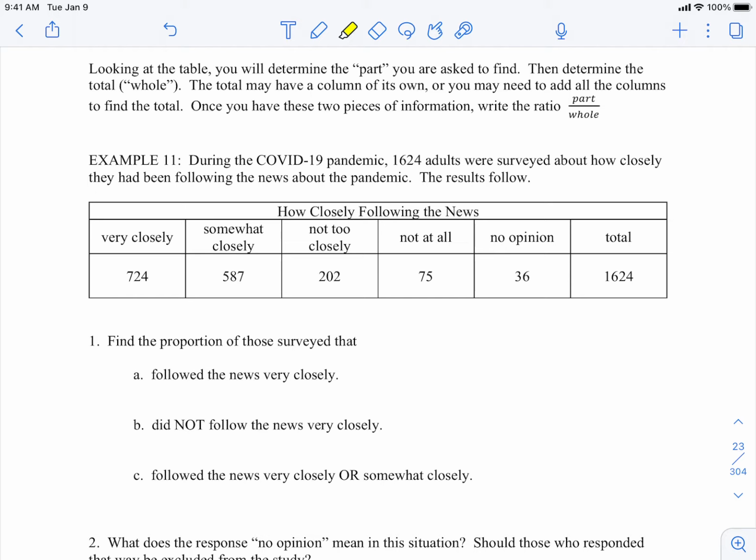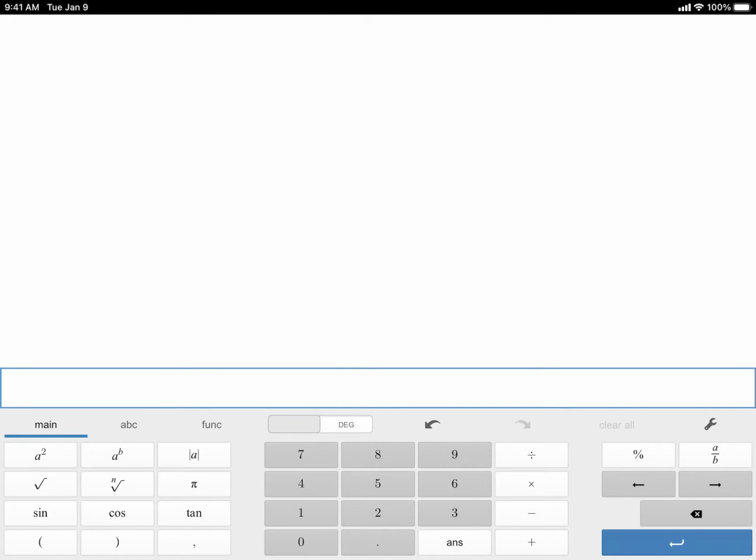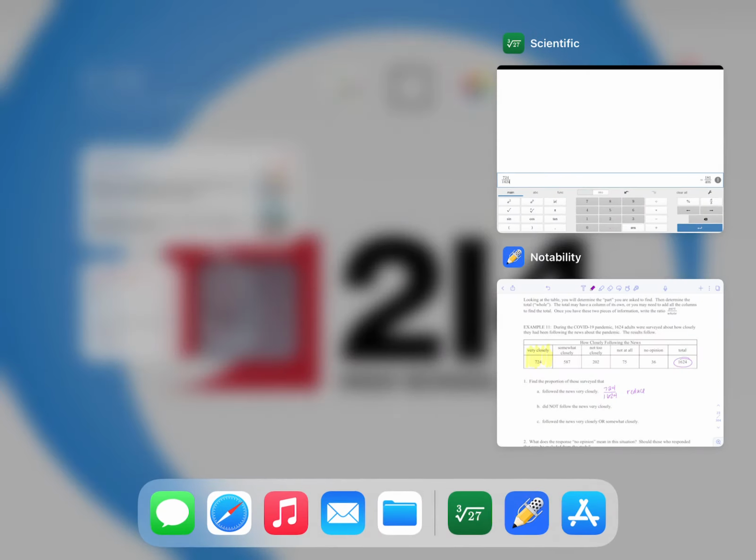So we define the proportion of those surveyed that followed the news very closely. So very closely is this column right here, 724, out of our total, we see is 1,624. Now, if I want to reduce this, I can reduce this on Desmos. So I can do 724 divided by 1,624. And if I hit the fraction button, it'll reduce it for us. So it's 181 over 406.